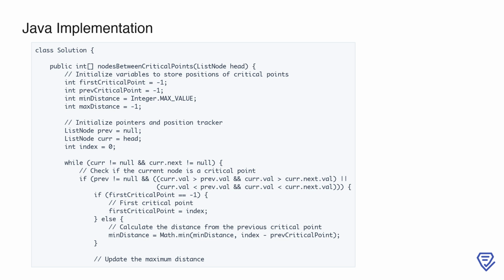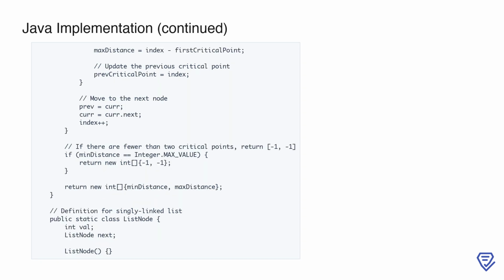If we find a critical point and it's the first one, we update first critical point to the current index. Otherwise, we calculate the distance from the current critical point to the previous one and update min distance if this new distance is smaller. At this point, if a critical point is found and it's not the first one, we also calculate the maximum distance by subtracting the position of the first critical point from the current index. This ensures that max distance is always updated to reflect the furthest spread between the first and current critical points identified so far.